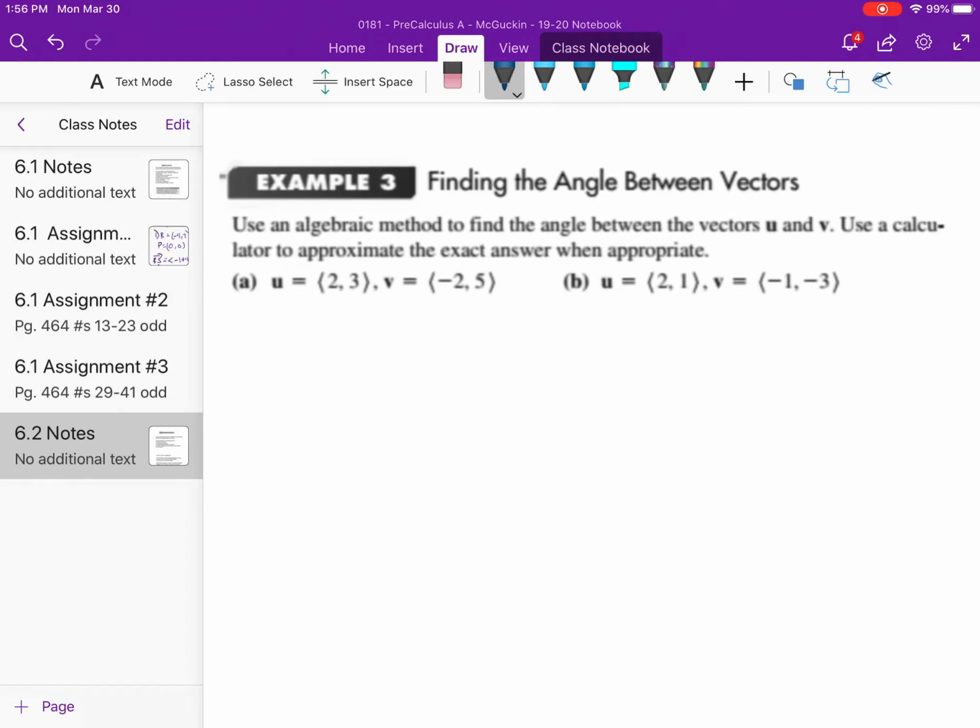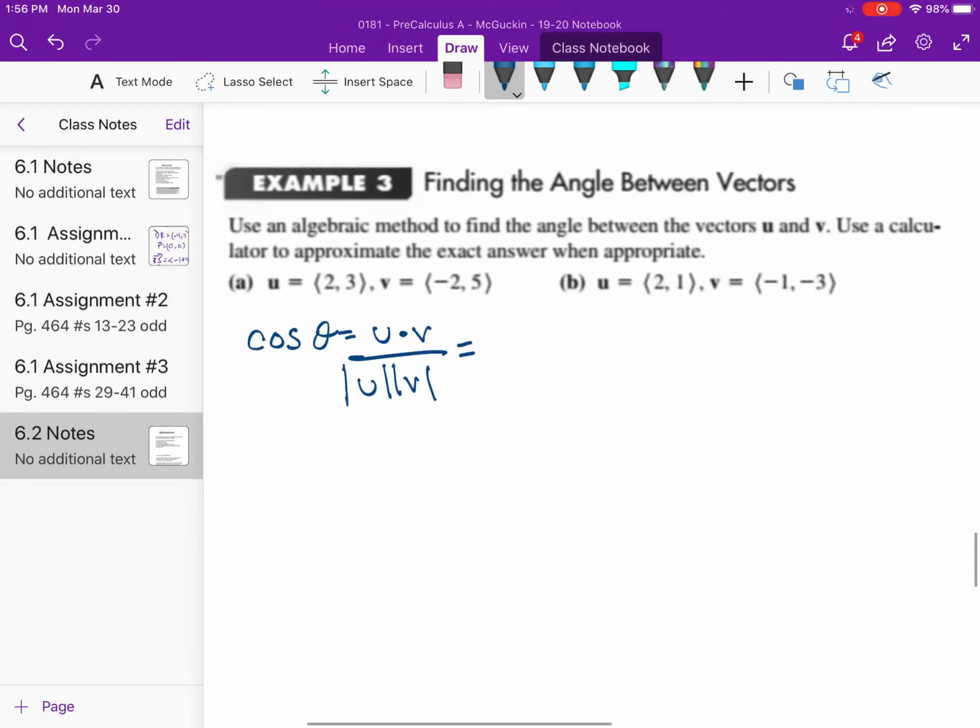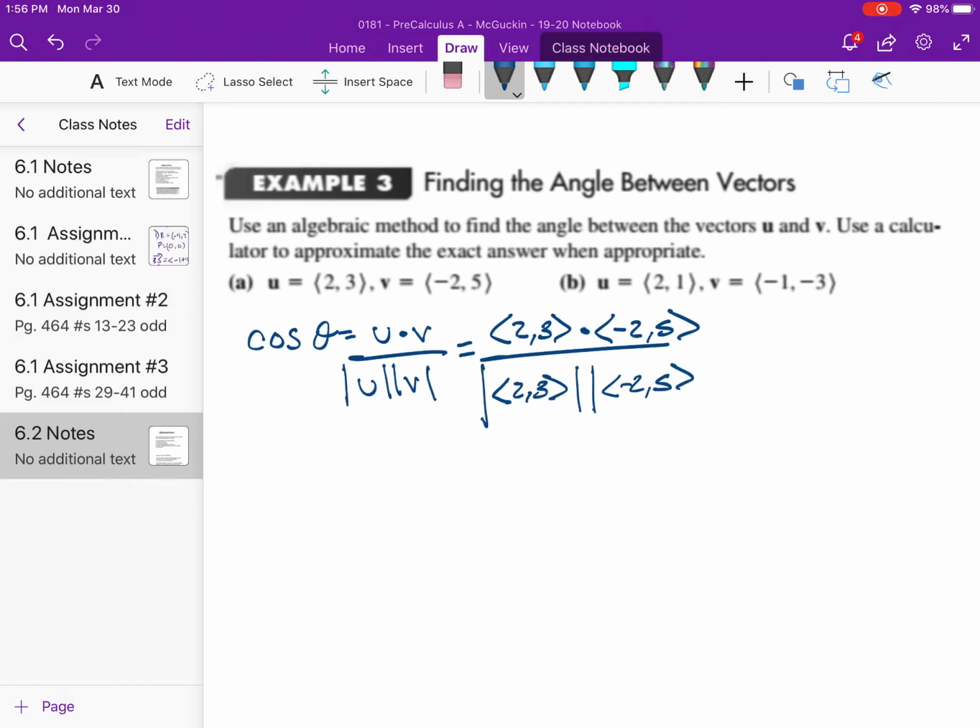So let's go ahead and take a look at the theorem that we just identified. We have cosine theta is going to be equal to the dot product of u and v over the magnitude of u multiplied by the magnitude of v. So we're going to do the dot product of u and v, so <2, 3> dot <-2, 5> all over the magnitude of <2, 3>, u, multiplied by the magnitude of <-2, 5>.